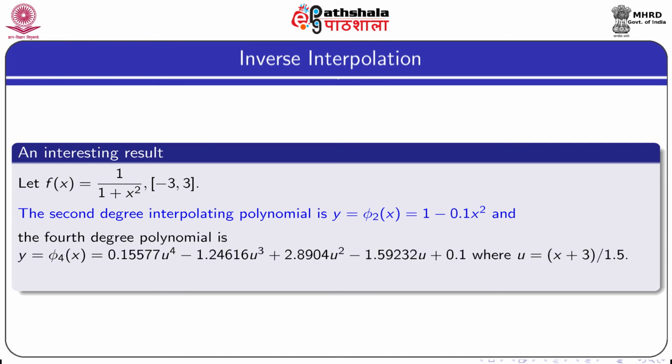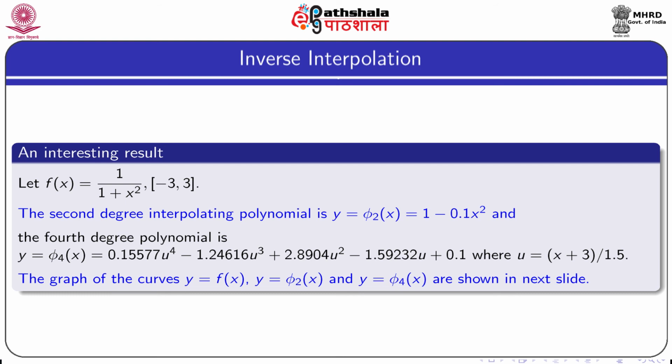And the fourth degree interpolating polynomial is y equal to phi 4x. Phi 4x is actually the fourth degree polynomial corresponding to the given function f(x), and this is equal to 0.15577 u to the power 4 minus 1.24616 u to the power 3 plus 2.8904 u to the power 2 minus 1.59232 u plus 0.1, where u equal to x plus 3 whole divided by 1.5.